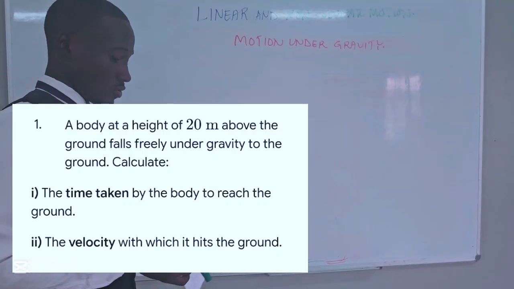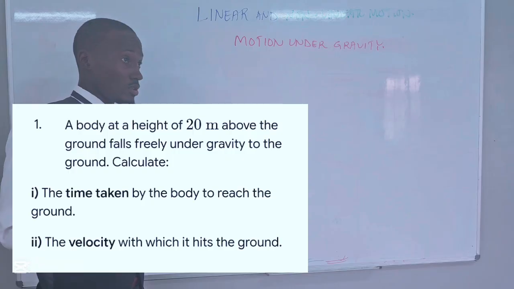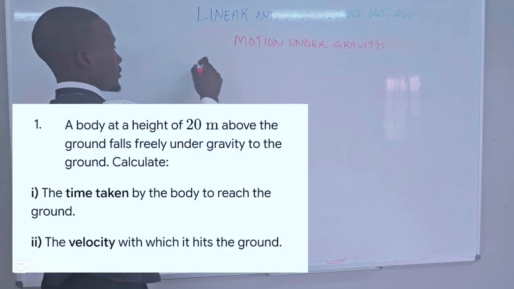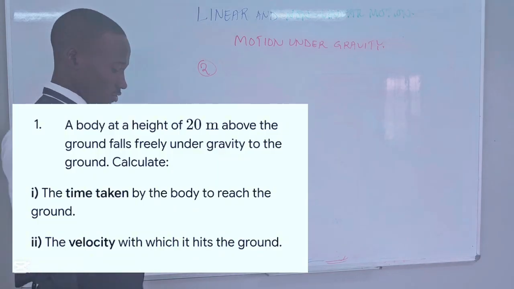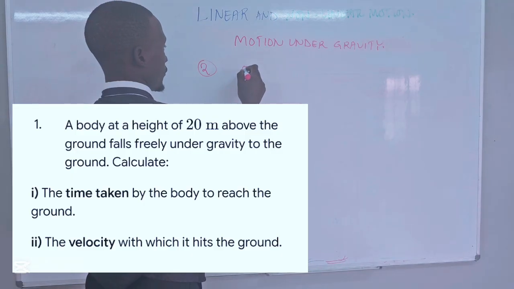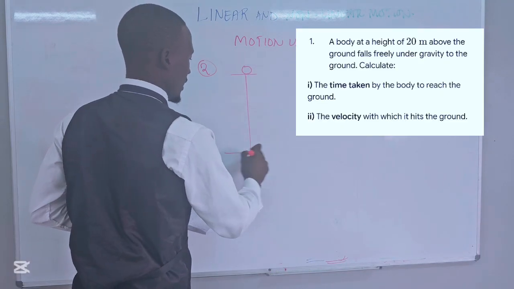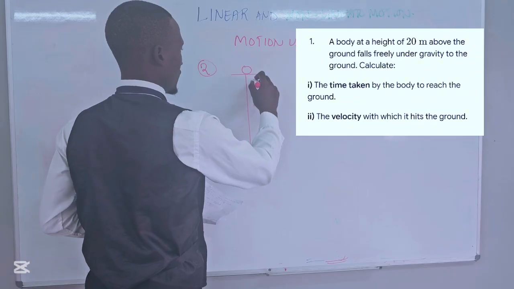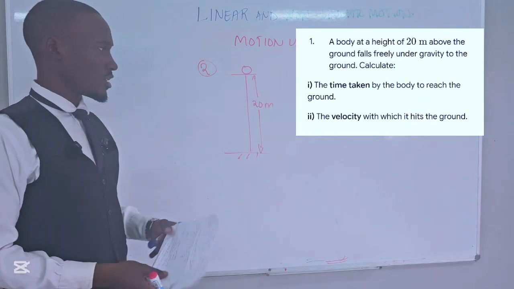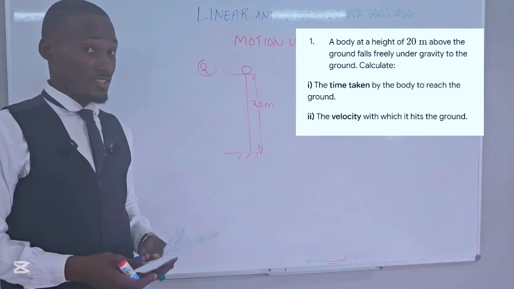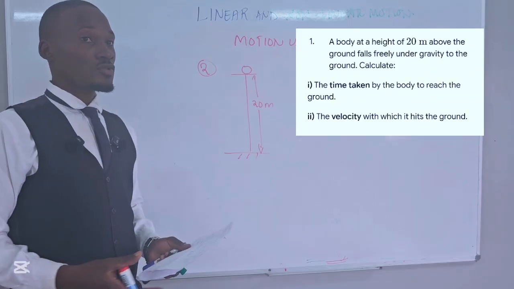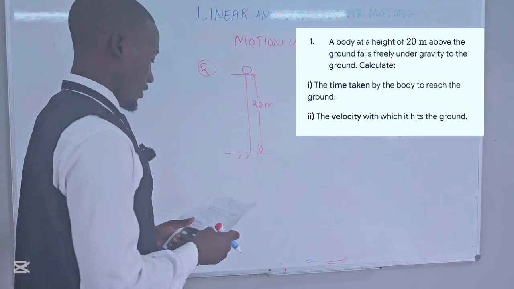Well, let's continue with example 2 on motion under gravity. As you can see in that question, they're telling you that a body is at a height of 20 meters. I always like it when students read a question and draw a relevant sketch. When you read the question and draw a sketch, it helps you to attempt the calculation very easily.